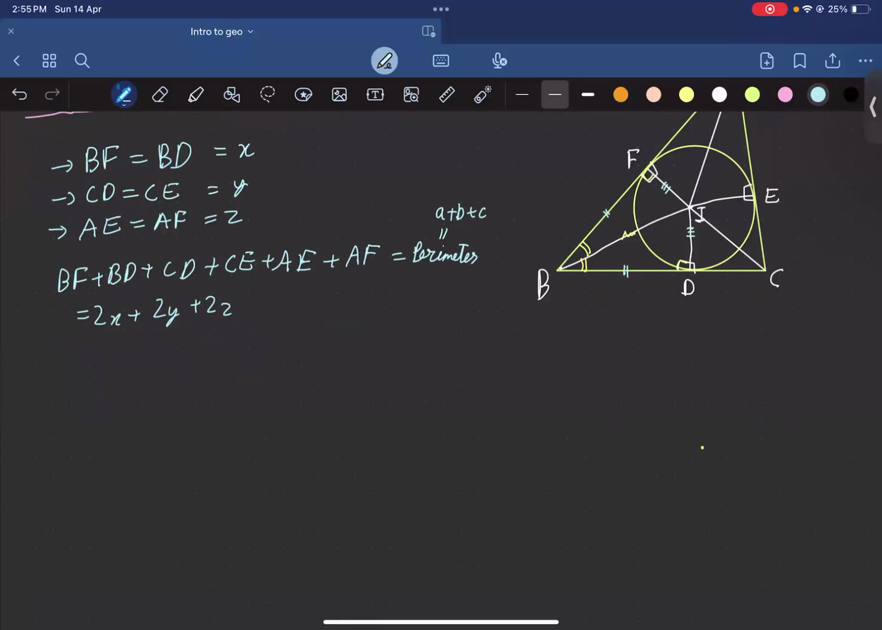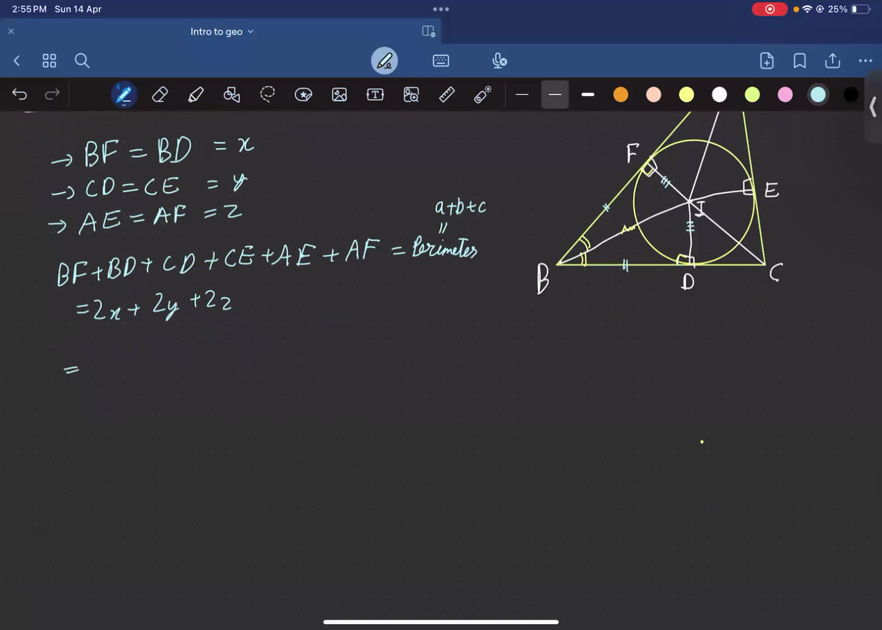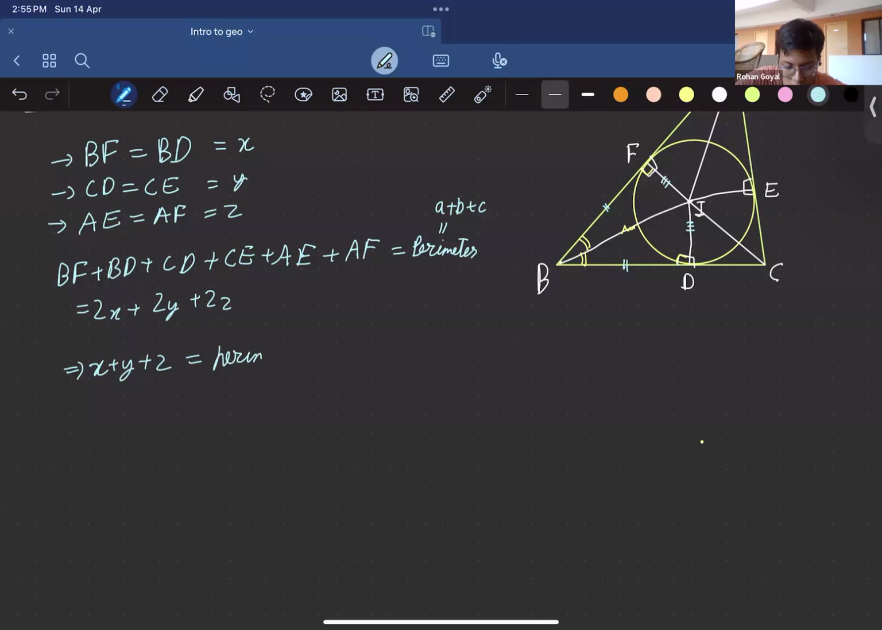So X plus Y plus Z is equal to perimeter by 2, which we call S. This perimeter by 2, we call the semi-perimeter. We usually use S for this. Okay, go on.